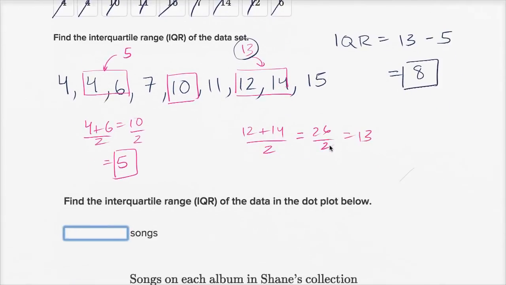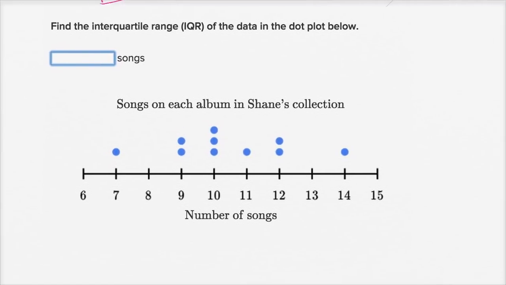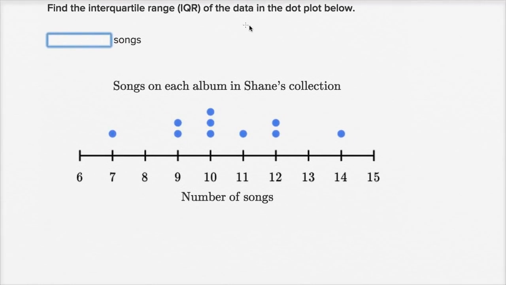Let's do some more of these. This is strangely fun. Find the interquartile range of the data in the dot plot below. Songs on each album in Shane's collection. And so let's see what's going on here. And like always, I encourage you to take a shot at it.